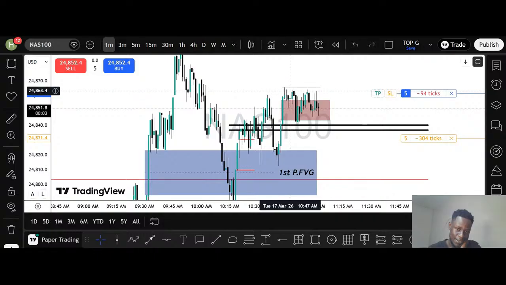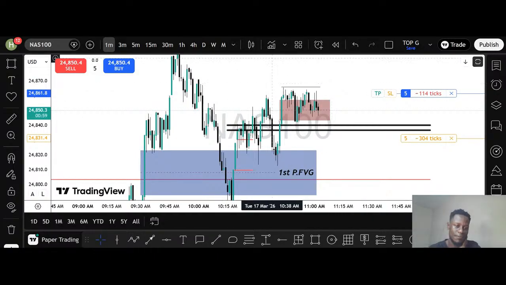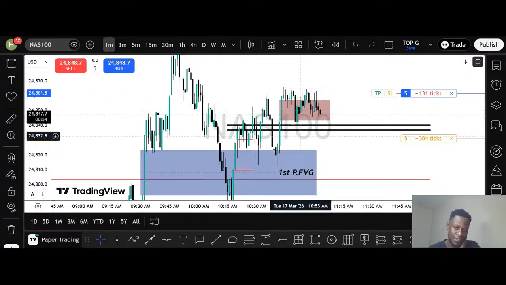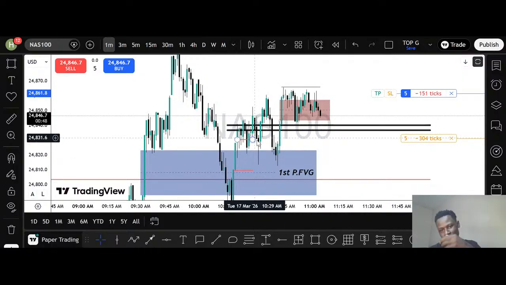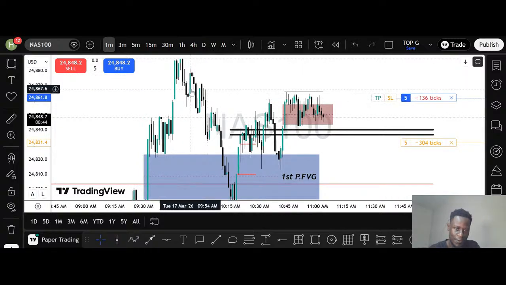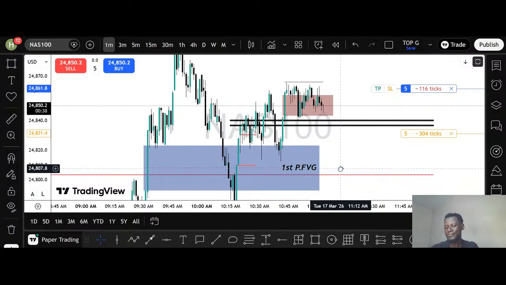So it still doesn't want to take out this high. So that's good. If it doesn't take out this high, well and good. Push lower into this level. But then again, remember, if it pushes lower into this level, and the way it's really resisting going higher, probably this level might be the one holding it, and then we push lower. I don't know.